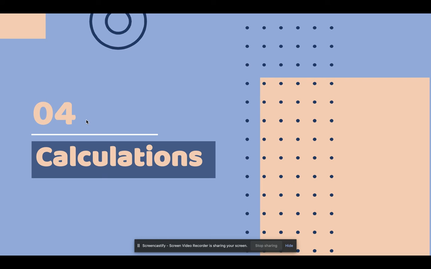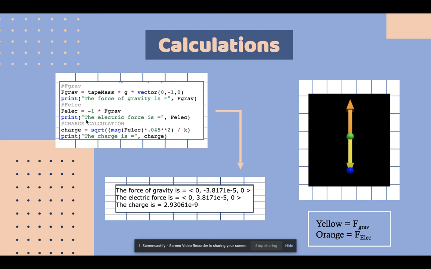So let's go through some of the calculations that we did for this lab. These were my calculations for the different gravitational forces. The electric and the gravitational force are equal and opposite. And then using the equation for the electric force, I found the charge of the tape, and I found that to be 2.9 times 10 to the negative 9 coulombs. And here on the right, you can see my simulation, the green and blue dots being the two different pieces of tape, and the orange vector is the electric force, and the yellow vector is the gravitational force.